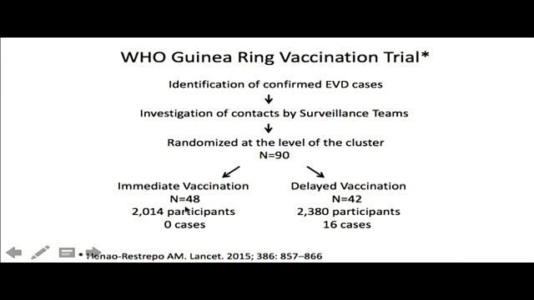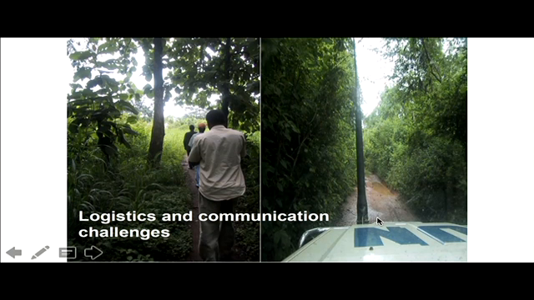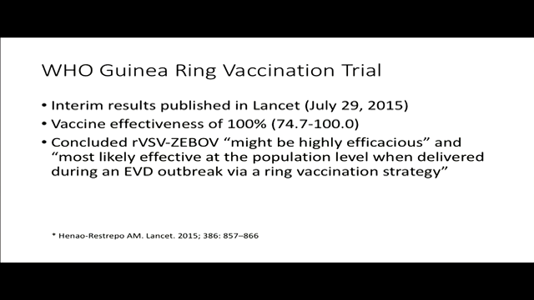And so there were 48 clusters and 2,000 contact participants who received immediate vaccination. So that's within a couple of days of the Ebola index case being identified, and then delayed vaccination, which is a couple of weeks after the index case was identified. So we're comparing immediate immunisation with this candidate versus delayed immunisation, with roughly 2,000 in each arm. And this is the setting: a really difficult cold chain, a really difficult place to do a clinical study in a community ravaged by Ebola.